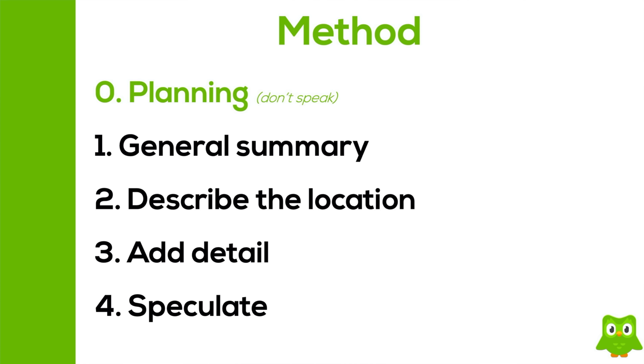Okay, we start off with planning. You have to analyze the picture. You should be thinking of questions like, what is in the picture? What is happening? Etc. But remember, don't speak here. Then we have general summary, which can be done in one or two sentences. Then number two, describe the location. This is the most important part. Part three, we have add detail. And four, speculate. Only do speculate if you have enough time.